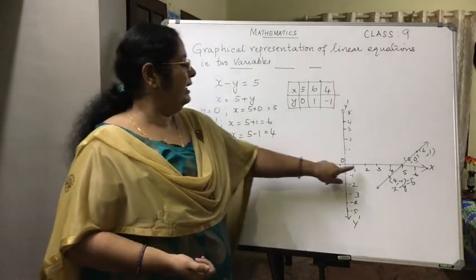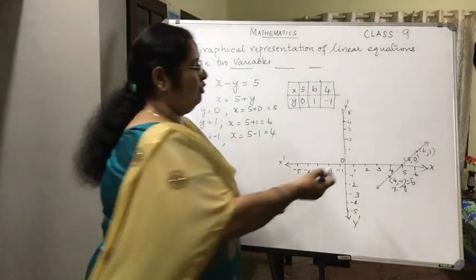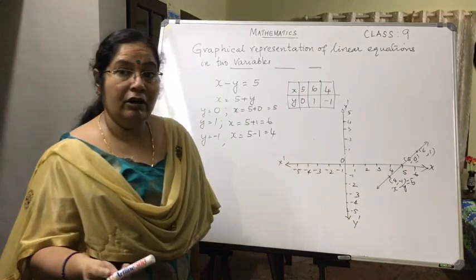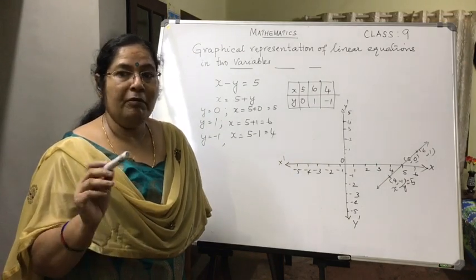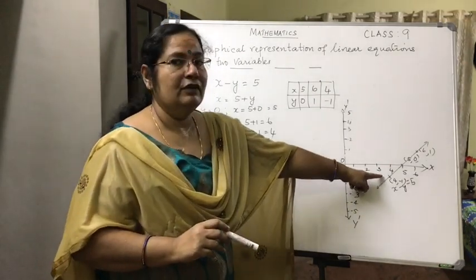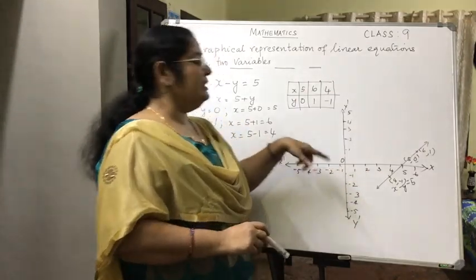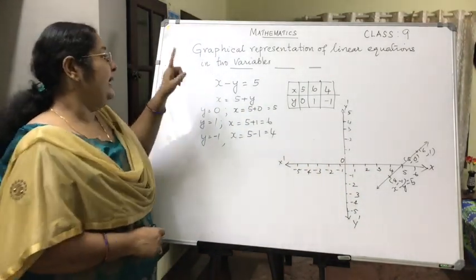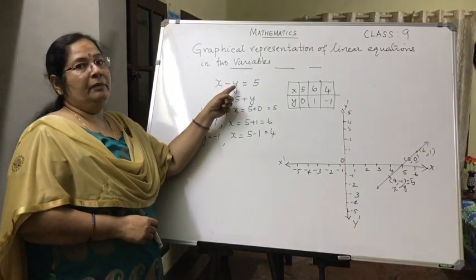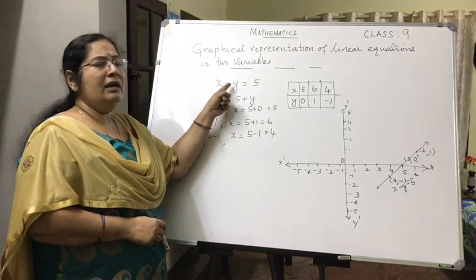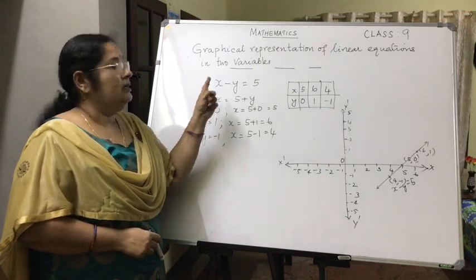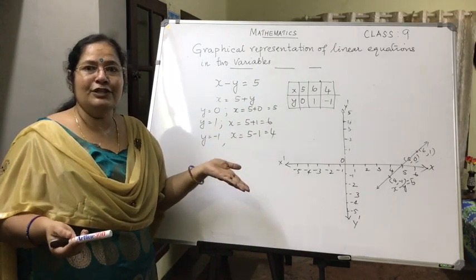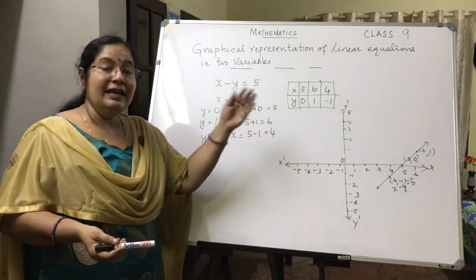Suppose I am taking, say, 2, 1. 2, 1 means it will be 2 here, 1. So the point is over here. Is it on the graph? No. 2, 1 is not on this graph. So it is not a solution. Let us try and see whether it is a solution or not. 2, 1 means x will be 2, y will be 1. So 2 minus 1, how much? 1. So is 1 equal to 5? No, it is not equal. So it is not a solution. But that we have found out from the graph.